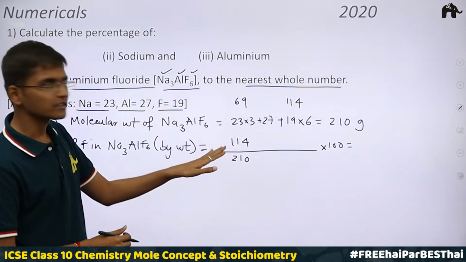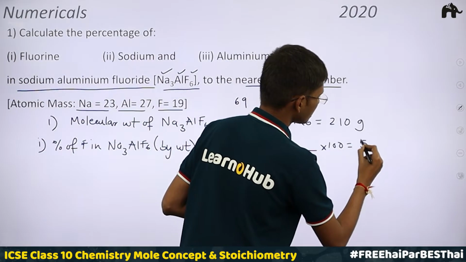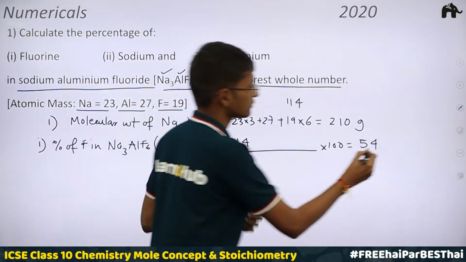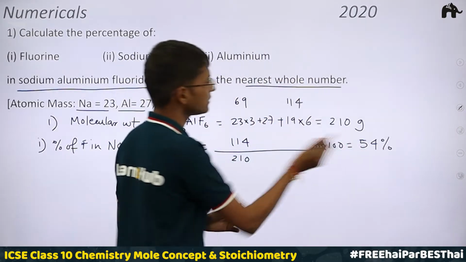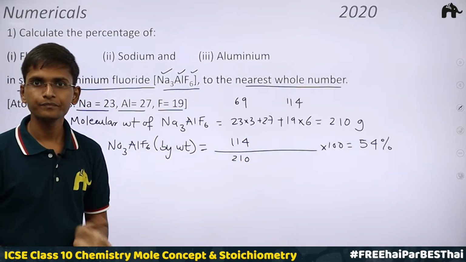100 and 210, 114 and 210, roughly around 50%. So if you would solve this, you would get something around 53% or 54%. But the nearest whole number answer would be 54%. You can solve it on your own and then you can check, right?